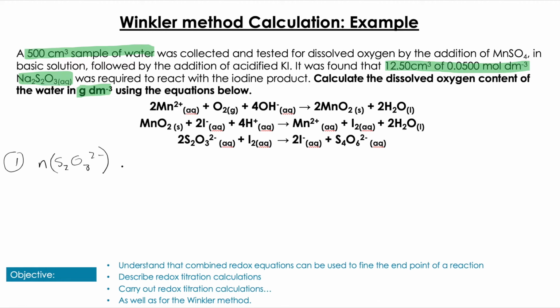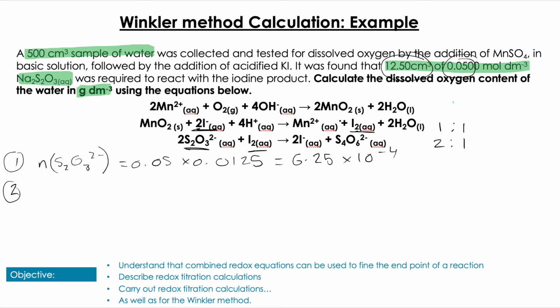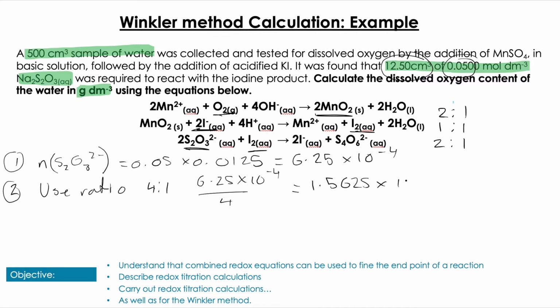So first step, I'm going to find my number of moles of thiosulfate. So I do my concentration times my volume, which is 0.05 multiplied by 0.125, converting to decimeters, which gives us 6.25 times 10 to the minus 4. Then I'm just simply going to use that 4 to 1 ratio, going back through the equations, 2 to 1, 1 to 1, 2 to 1. And that just means I divide that number by 4 that I got in my part 1, which gives me 1.5625 times 10 to the minus 4. And that's in moles. And I want to express it in grams per decimeter.